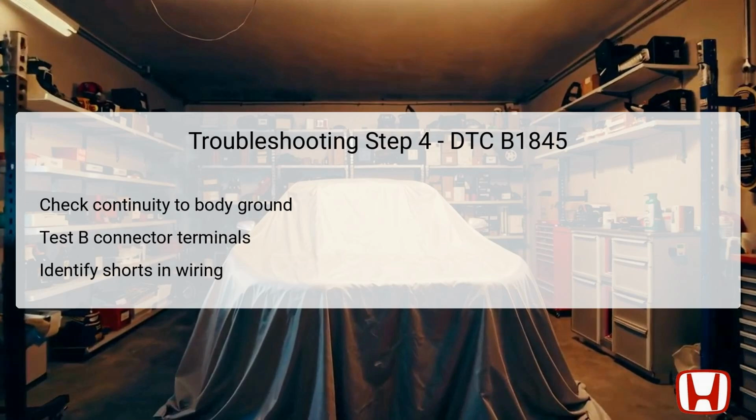If continuity exists, the next step involves repairing any shorts to ground found in the wires, which can often be the source of circuit malfunctions. This testing step is pivotal to isolating the problem to either the wiring or the control unit itself.